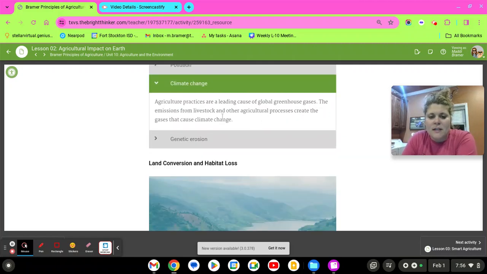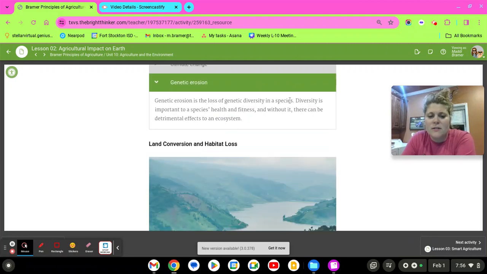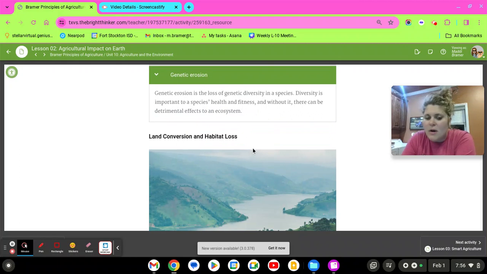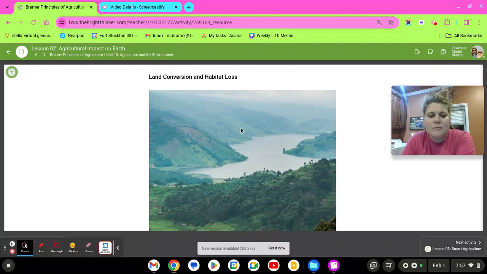Agriculture practices are a leading cause of greenhouse gases, and genetic erosion is a loss of genetic diversity in a species. So diversity is important for an ecosystem. That's what sustainable is about. All these different things going together, how the earth is supposed to be. If we're not diversifying, we're only growing the same variety of corn and so much of these staple crops, then we're going to have this genetic erosion.